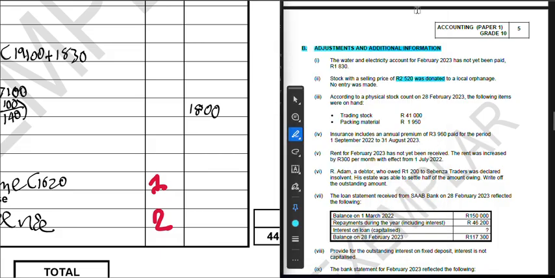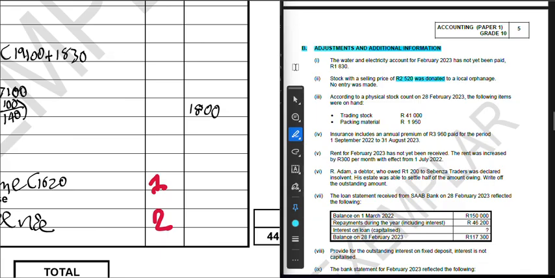Ladies and gentlemen, we continue. We go to the next one here. That's number 3. Number 3, ladies and gentlemen, it says, according to the physical stock count on 28 February 2023, the following items were on hand. Trading stock was on hand. Now we need to compare the trading stock that we already have written down or recorded in our books to the trading stock that's on hand. Now, if the trading stock is the same, we keep everything as is.